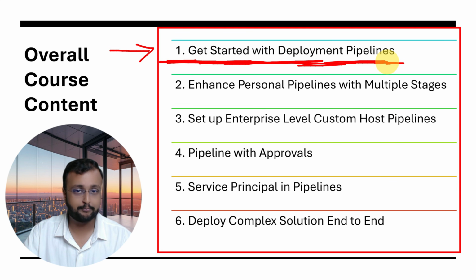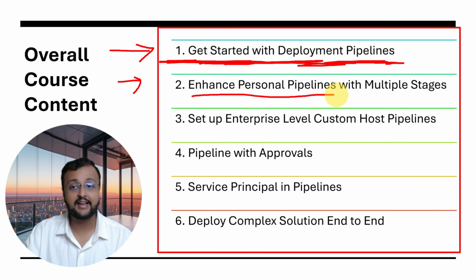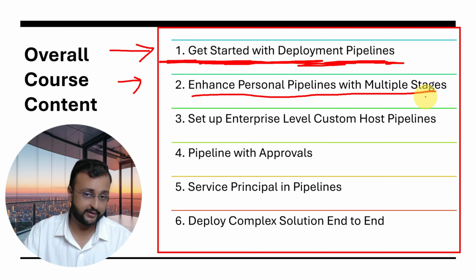We will do our first basic personal deployment pipeline for our project development. But deployment is not always limited to a very simple, straightforward deployment. Sometimes we have a very complex solution with lots of environment variables, lots of configuration, lots of connections. How best we can move all those things smoothly to production is the topic of my second episode, where we will enhance our personal pipeline with multiple stages along with some more environment variables and connection references, and perform that end-to-end deployment.